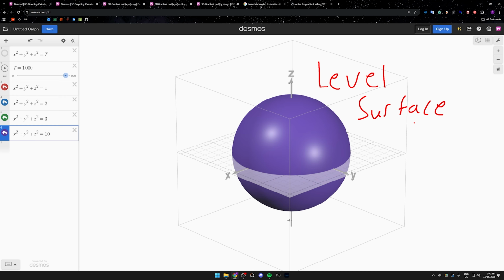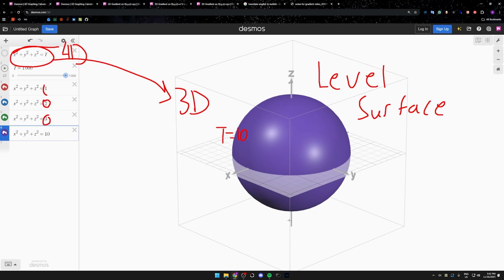So do you remember how previously we made a 3D surface, a function, into a 2D level curve? Now we are basically making a 4D function into a 3D surface, a level surface, and each one of them is a level. Now at this level, our t equals 10, this purple level. The other ones, our t was 3, our t was 2, our t was 1. So now this is a level surface.